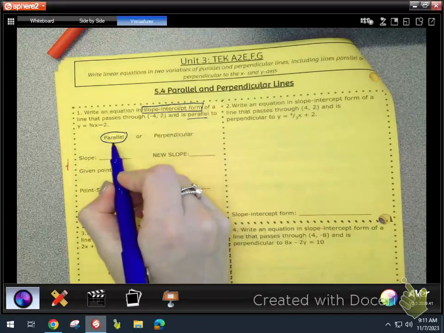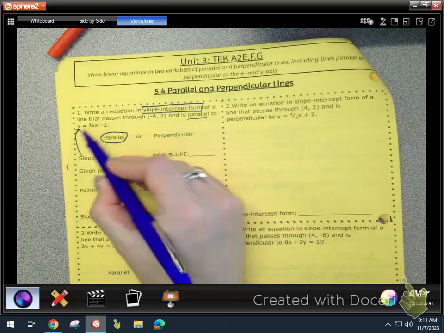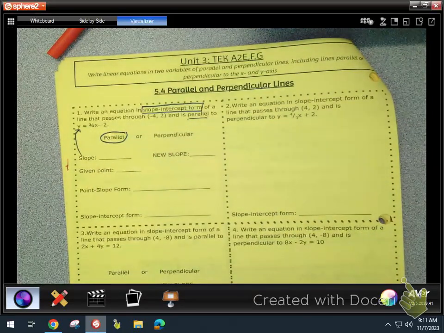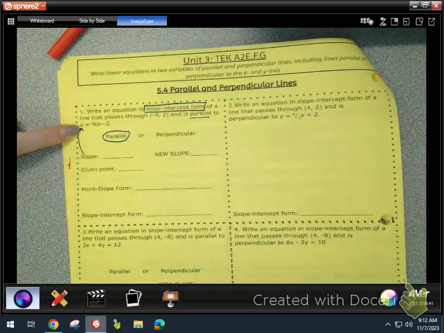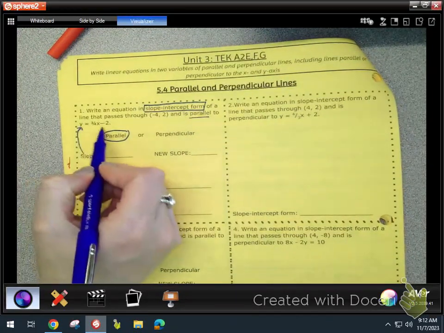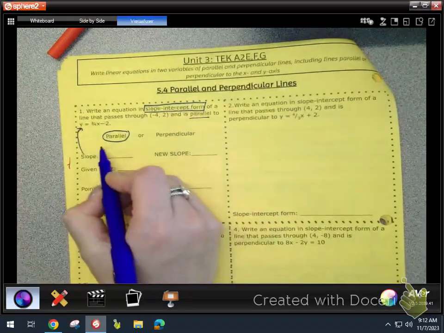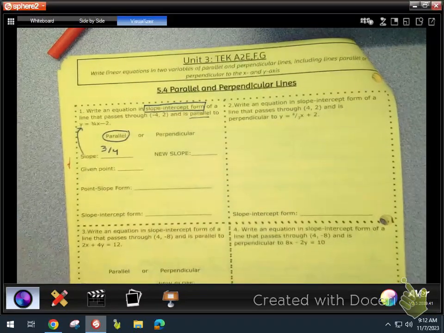So parallel lines have the same slope. We want to be parallel to this guy: y equals 3/4 x minus 2. What form is that given equation in? How do you know? Y equals. Do you know the slope in slope-intercept form, Braden? Can you see it? What is it in this problem? 3/4. Very good.